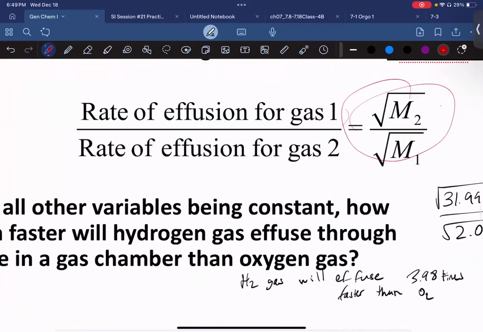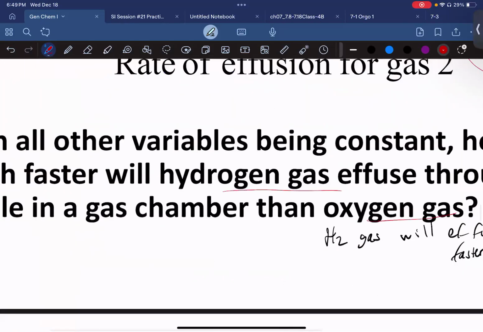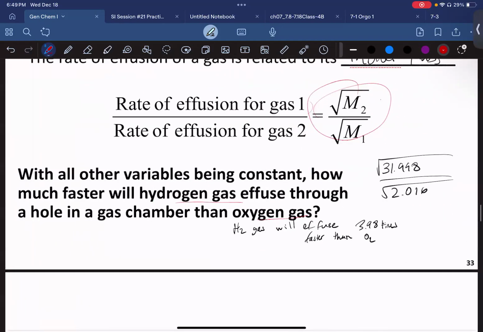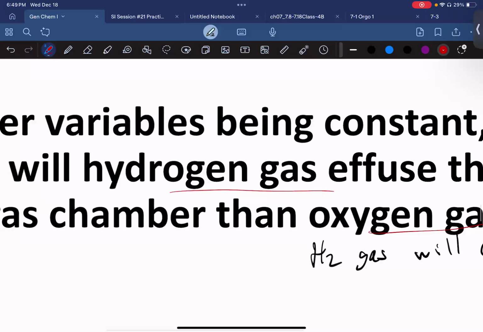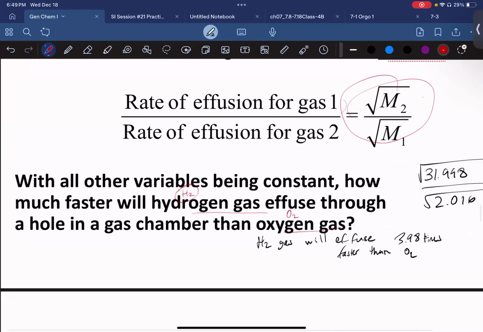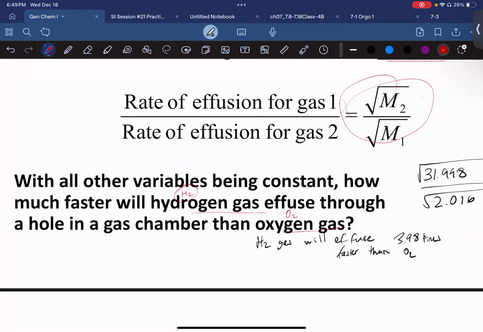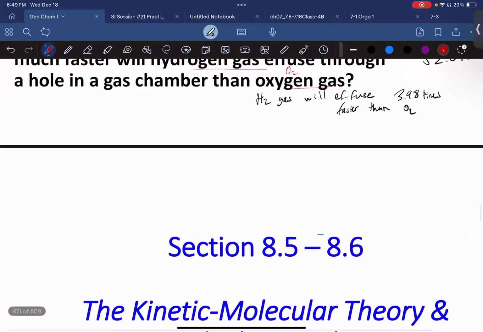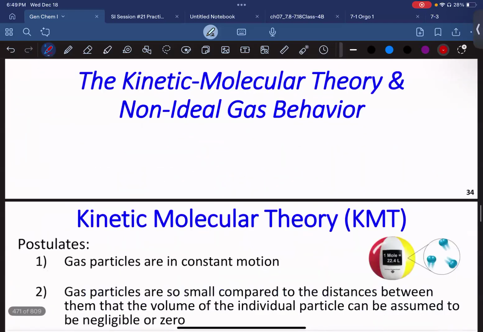So if you see hydrogen gas and oxygen gas, and it's a multiple choice question asking what the rate of effusion is, faster, slower, whatever, you can just know: this is H2, this is O2. H2 is smaller, so H2 will be faster. Little tricks and shortcuts and whatnot, right?